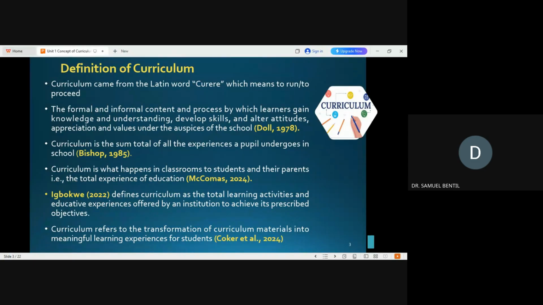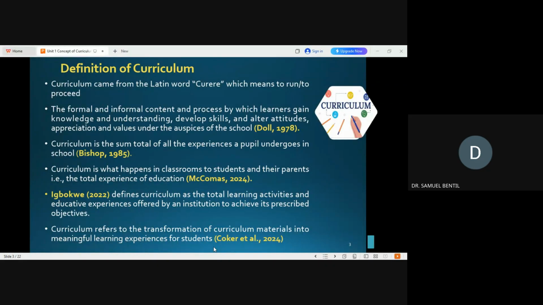So if you look at what I've mentioned, Bishop's definition says that curriculum is the sum total of experiences that the learner undergoes in school. I intentionally maintain these two because it's one of the definitions that encapsulate all the other areas of the curriculum. That's why I maintain these ones.